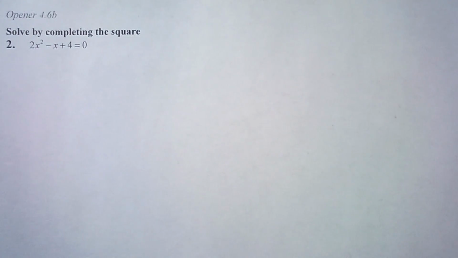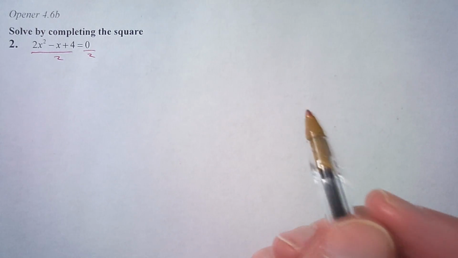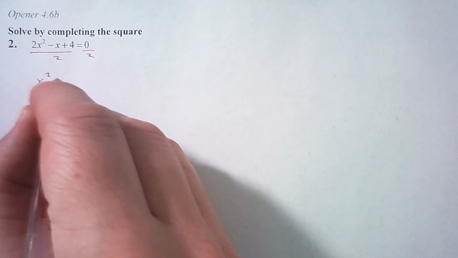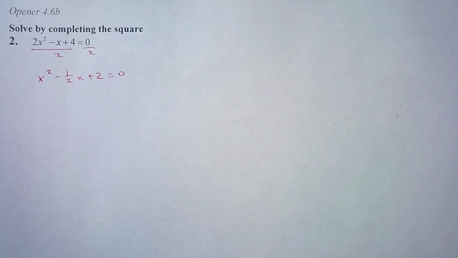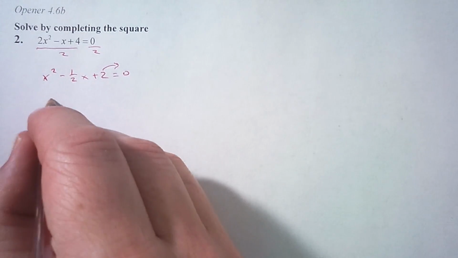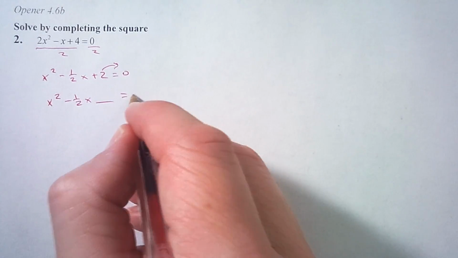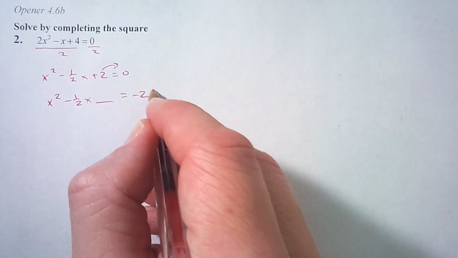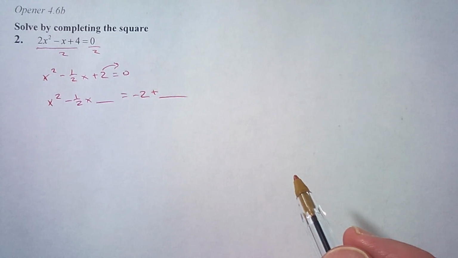Okay, we're going to try one more of these. Our first step is to get a lead coefficient of 1, so I have to divide everything by 2. So I have x squared minus 1/2 x plus 2 equals 0. Okay, now that the lead coefficient is 1, it's possible to complete the square, so I'll move this old c over, and that makes room for a new c. And I have a blank to match the new c on the right side.